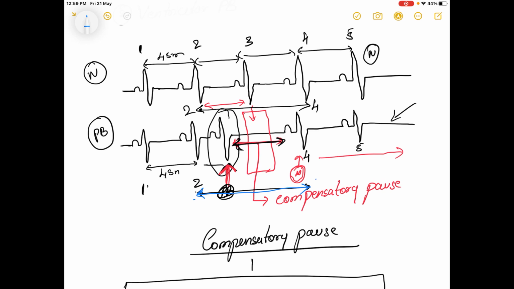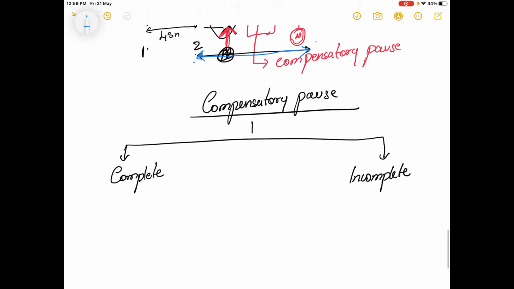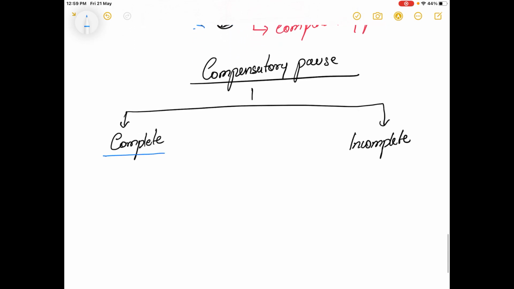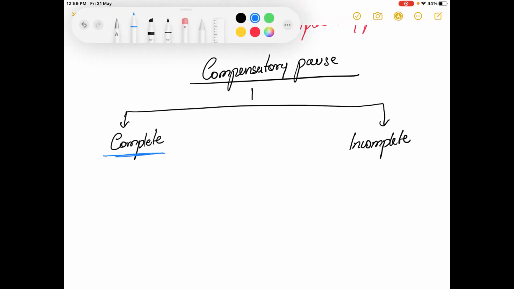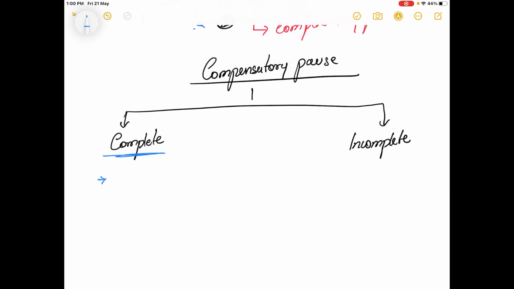So this is called complete compensatory pause, and this is seen in ventricular premature beats and sometimes in nodal premature beats.